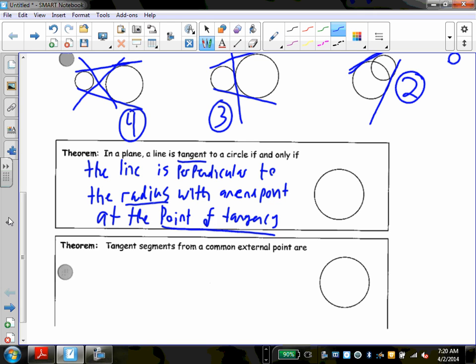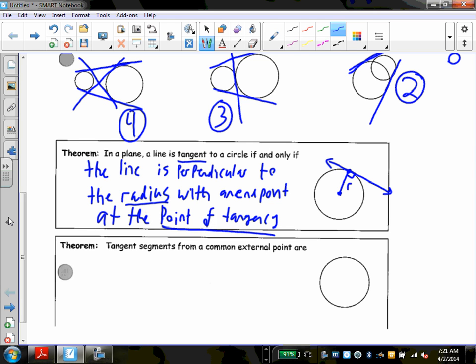So what this means is we make our center, and let's make a radius. There it is. So for us to have a tangent line, what needs to be true is that at this point, which is the point of tangency, we have our line that we're saying is tangent. We'll know that it's a tangent line for sure if it is perpendicular to the radius that also goes through that point.